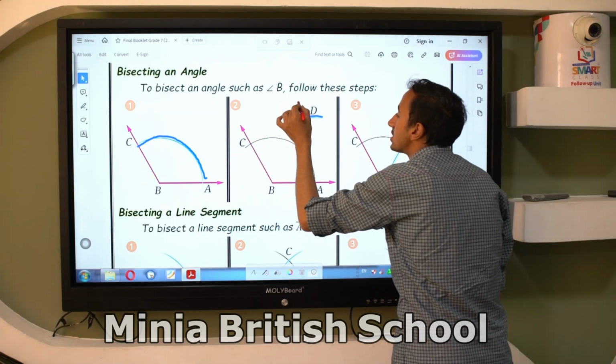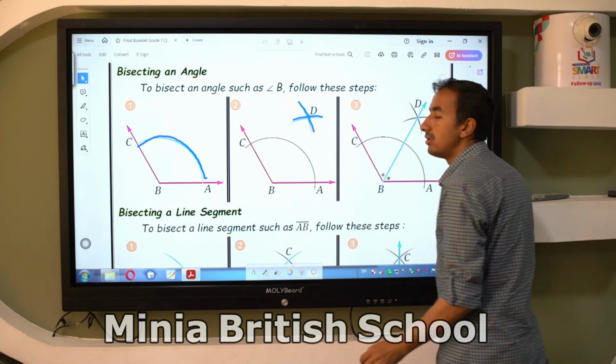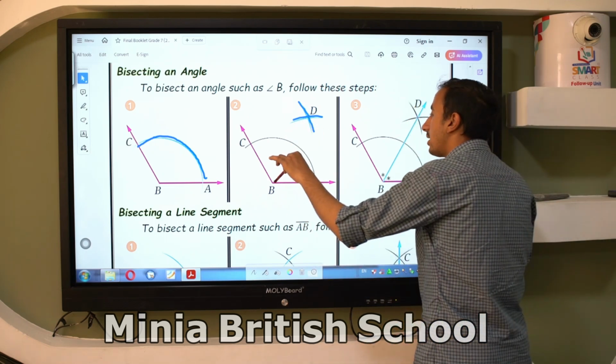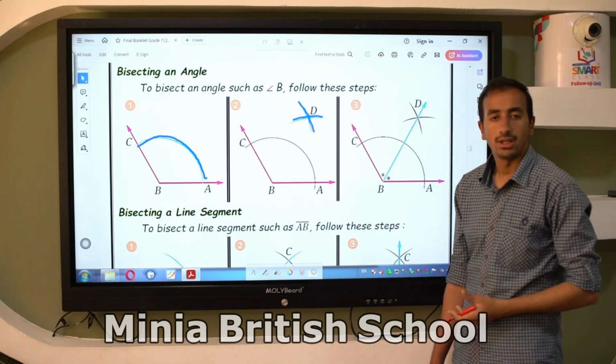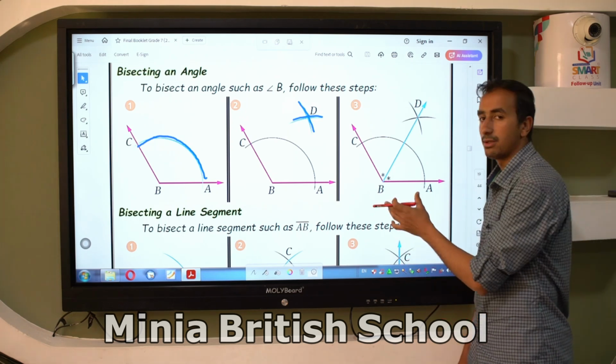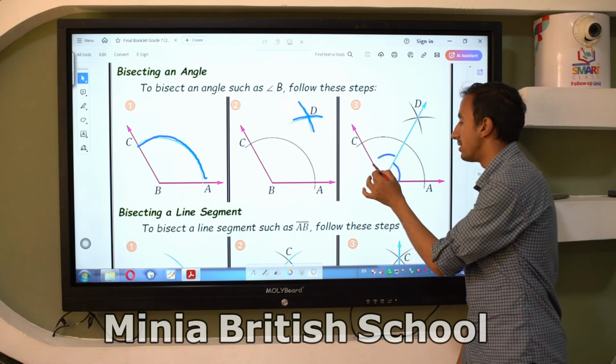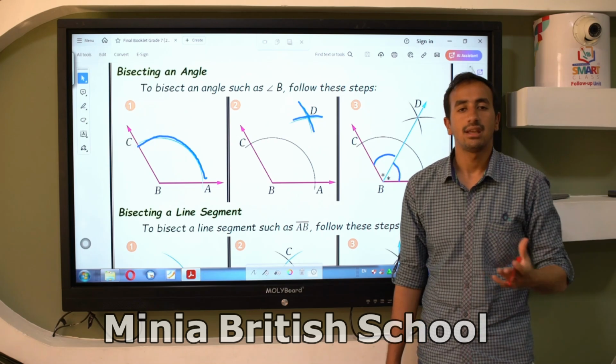Construct these two arcs and use a ruler to join B and D with a ray. So if you want to check your answer, you can use the protractor. Here, this angle equals the measure of this one. It's called bisecting an angle.